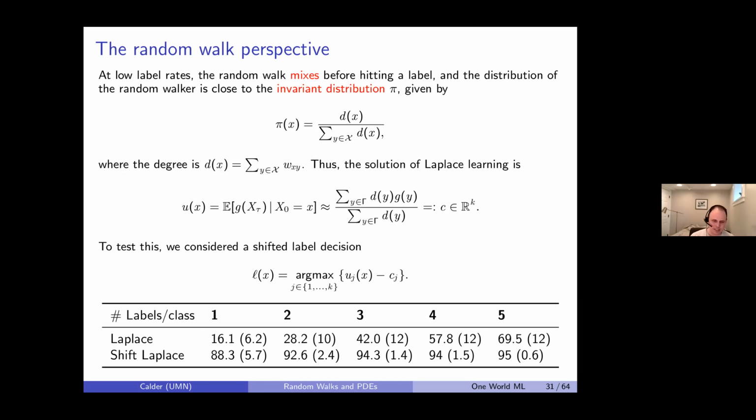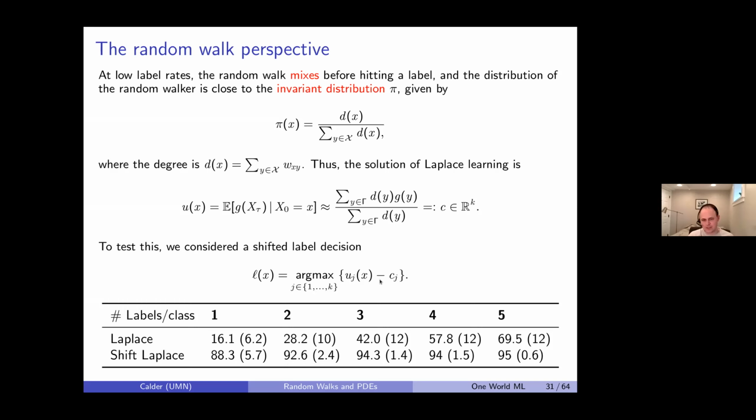So to test this, we just did a simple shift in the label decision, where we shift by this constant to get essentially a function that has mean value 0 in all the coordinates. And this made a dramatic difference in the accuracy. So shifting by this constant went from 16% to 88% accuracy and so on. You get much, much better results with a very, very simple shifting technique.